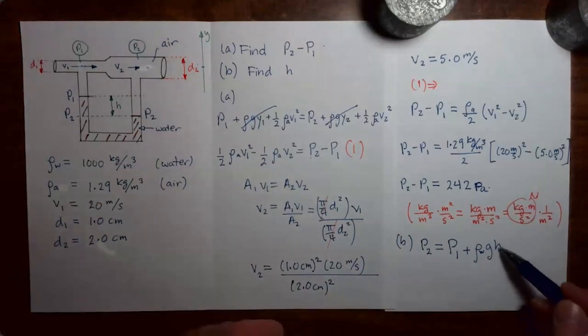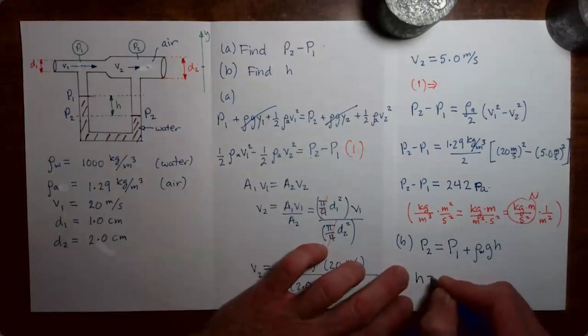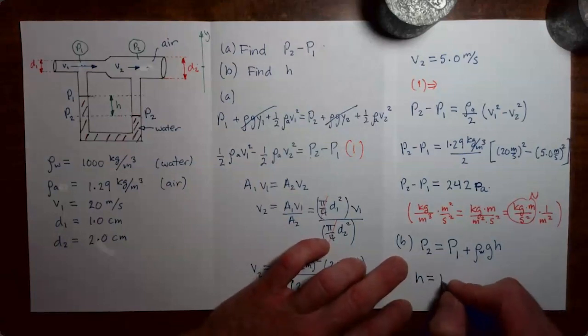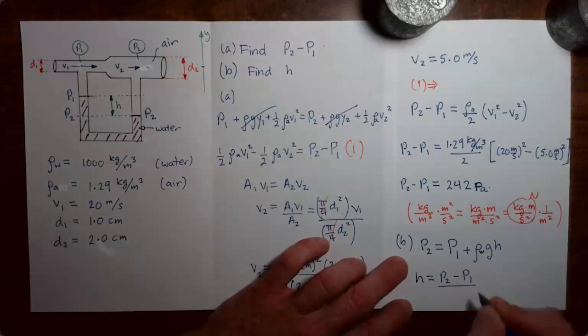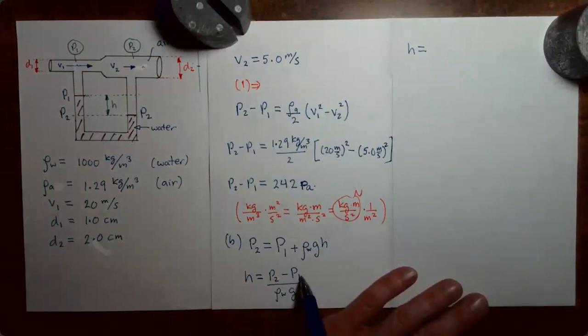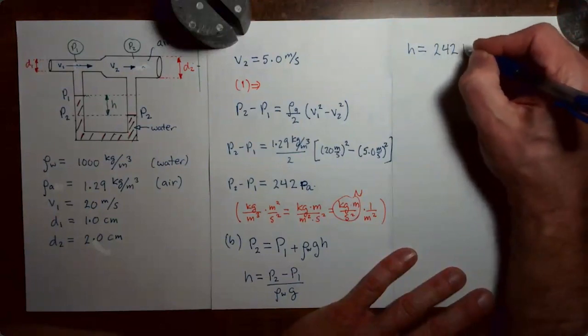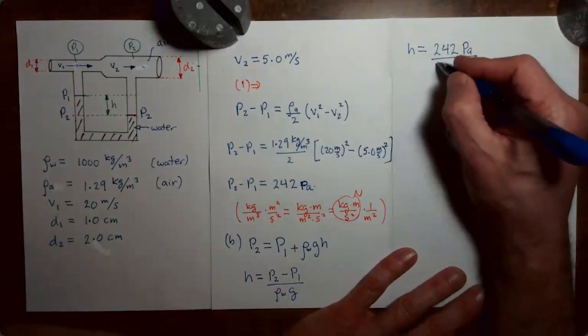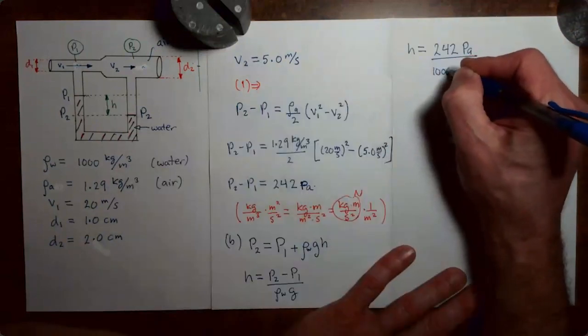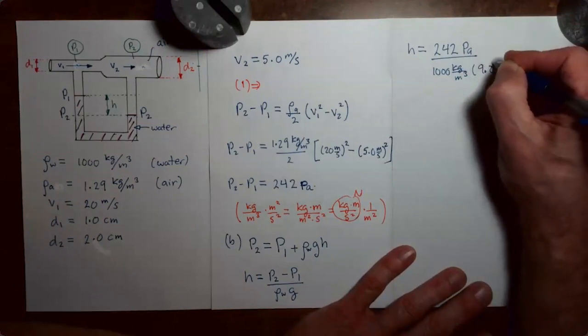And now we can solve for that height difference between the water on the two sides. So just do the algebra to isolate the H. We get H equals P2 minus P1 divided by density of water times little g. And since we've already solved for this pressure difference, we can just make our substitutions now. So P2 minus P1, we already found that that was 242 pascals. Then density of water is given, it's 1,000 kilograms per cubic meter. G, as usual, 9.8 meters per second squared.